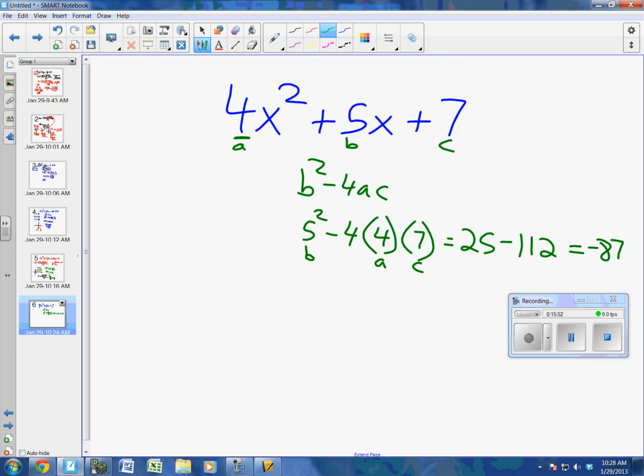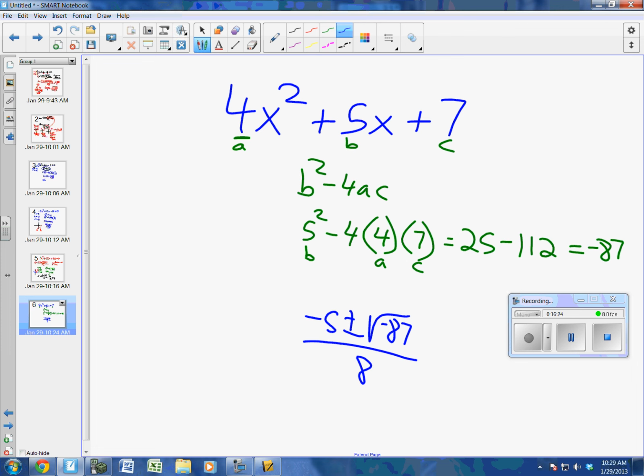Okay. Since it's negative, what does that tell us? It tells us that this thing is never going to cross the x-axis. If we graph it, it won't cross the x-axis. Now, D was asking, when do you do the whole thing? Well, let's do the whole thing now. Negative B would be negative 5 plus or minus the square root of negative 87 all over 2 times A. 2 times 4 is 8. That would be the whole thing.